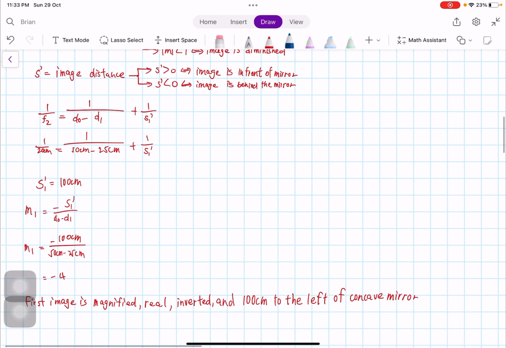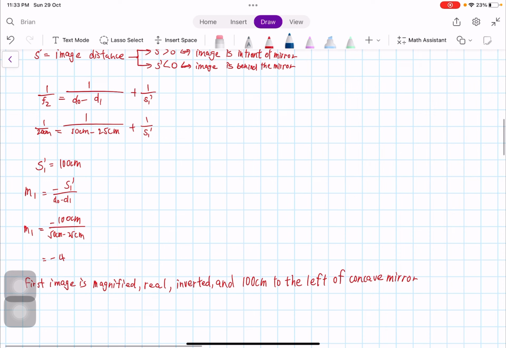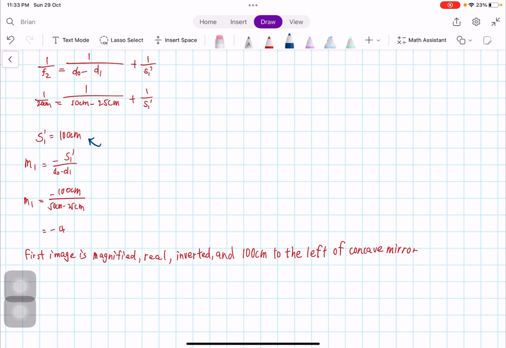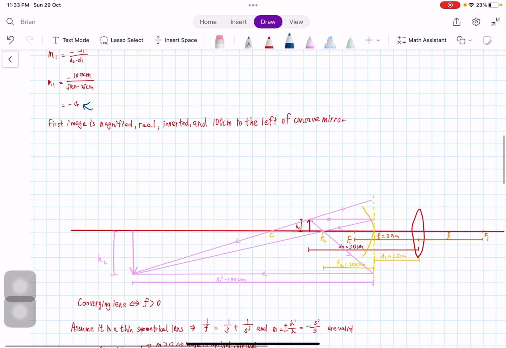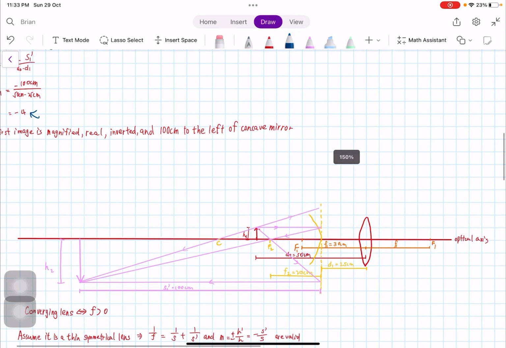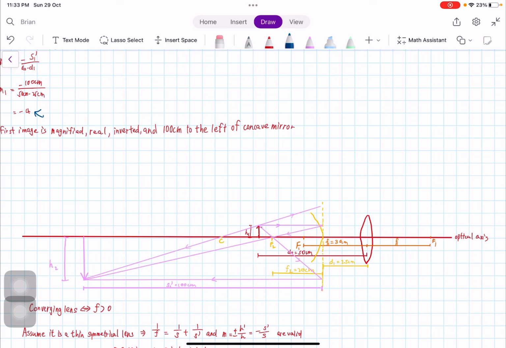When I apply the thin mirror equation, I get the image distance is 100 centimeters, and then I proceed with the magnification equation, I get -4. So for the first image, from the magnification, we conclude it is magnified, real, and inverted. And from the image distance, we conclude it is 100 centimeters to the left of the concave mirror. Right here, I used the ray diagram to verify my conclusion.